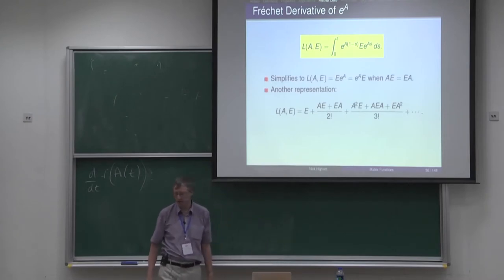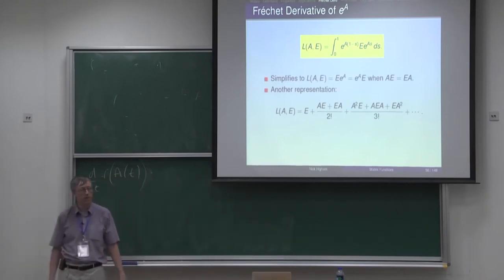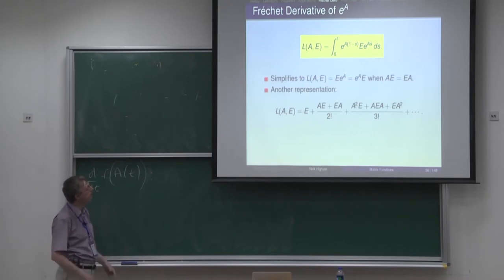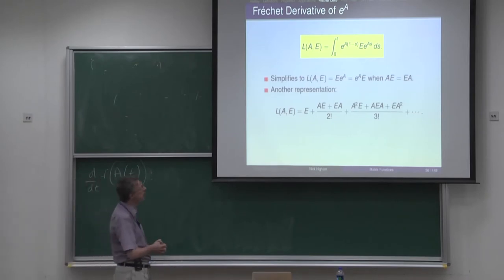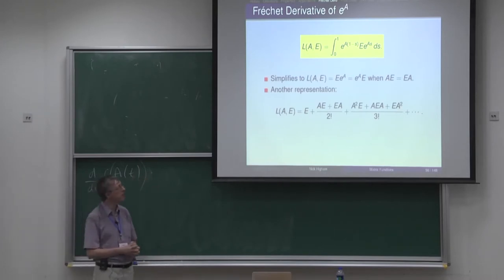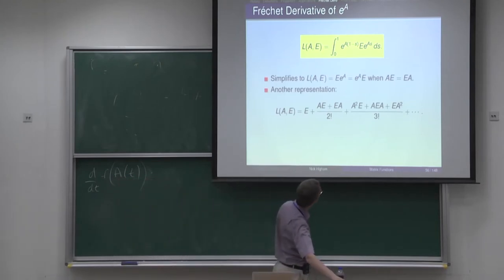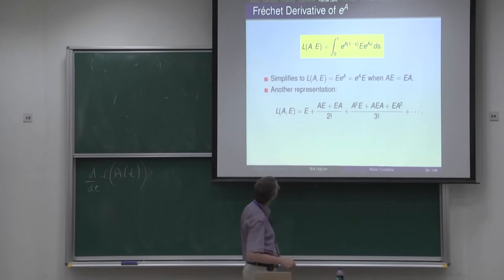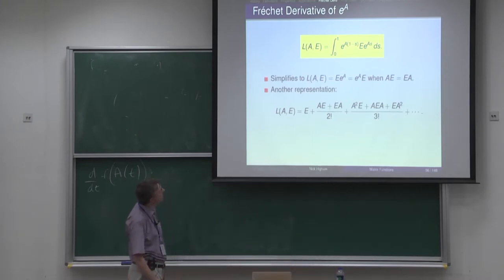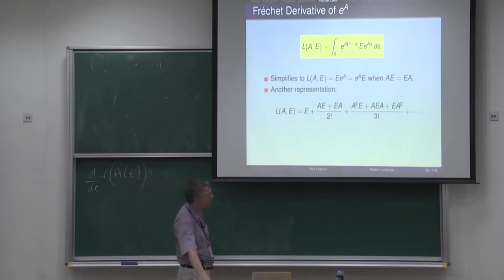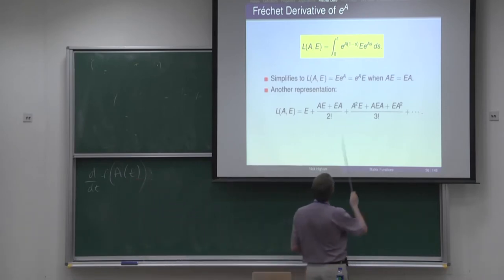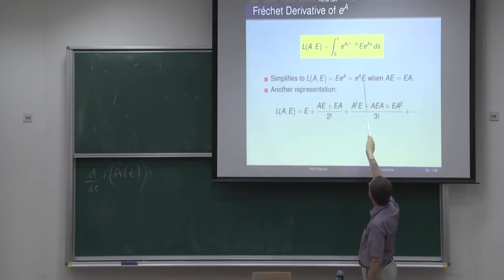And in some cases, there are some nice formulae for the derivative. The classic one is the exponential. The derivative of the exponential has this nice integral representation, the integral from 0 to 1 of that product. In this case, again, we can't assume in general that A and E commute. But if A and E do commute, then this simplifies right down to either of these two expressions.